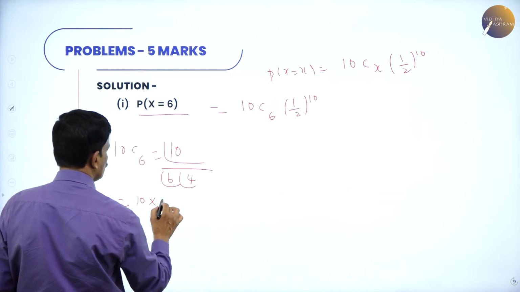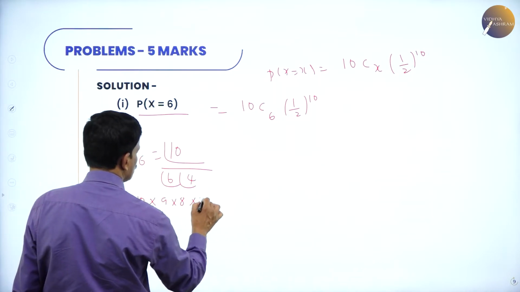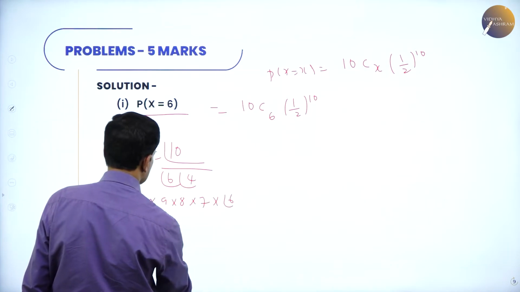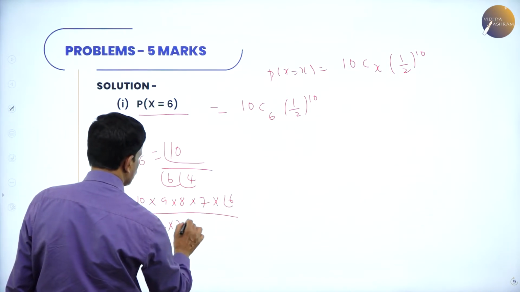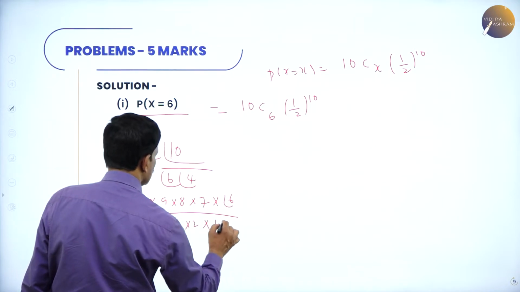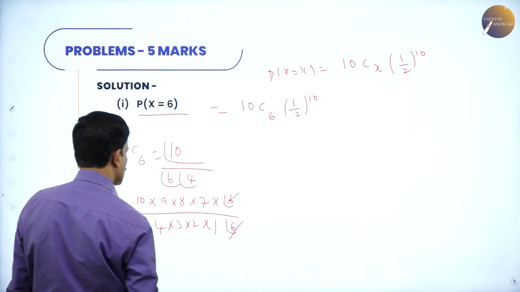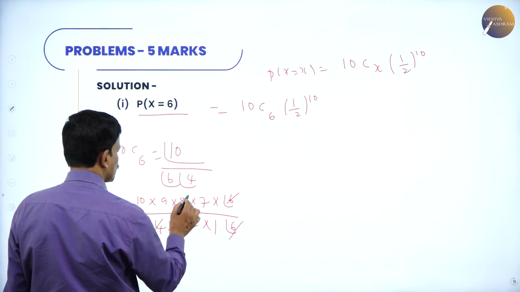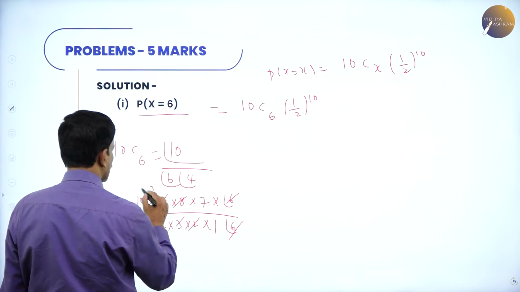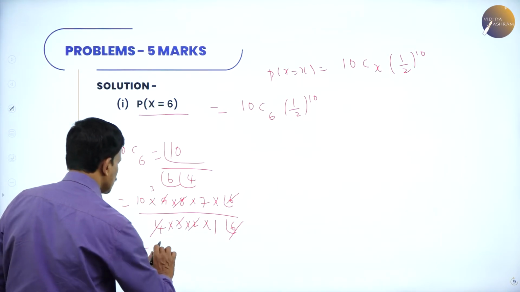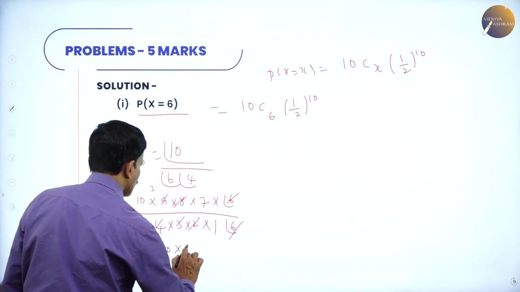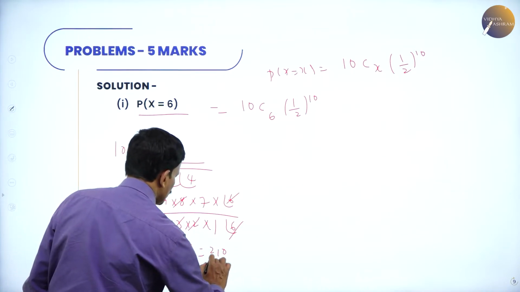This is 10 into 9 into 8 into 7 into factorial 6, divided by 4 into 3 into 2 into 1 into factorial 6. This factorial 6 gets cancelled. So this is 4 2s are 8 and 3 3s are 9. So that is 10 into 3 is 30 into 7.